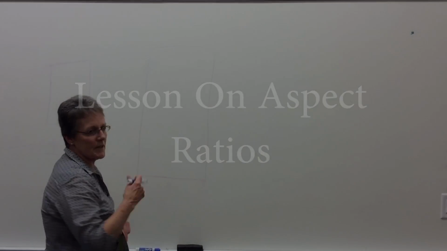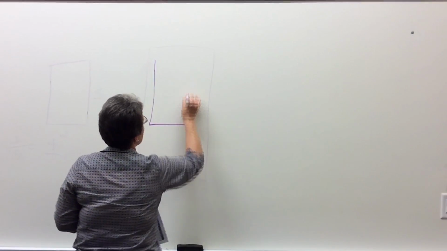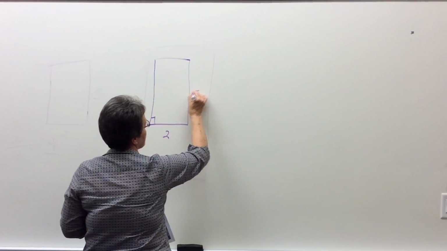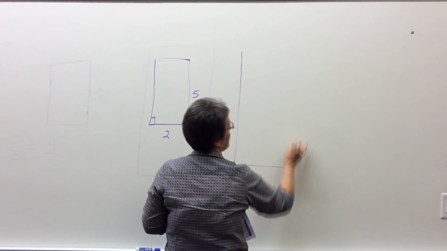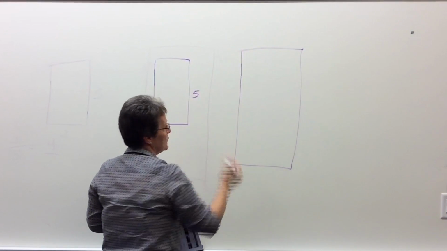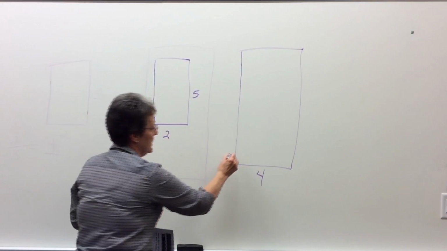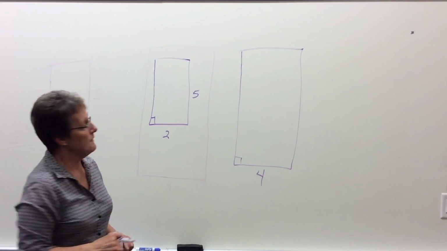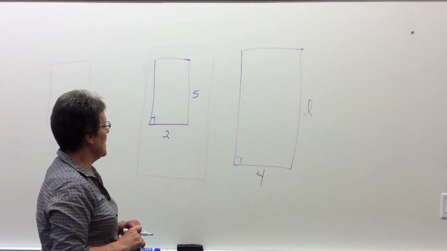We're going to review similar rectangles in geometry. So if I give you a rectangle and I tell you that its width is 2 and its length or height is 5, and then I give you another rectangle and I tell you that these two rectangles are similar, and then I give you the width of the second one, you should be able to set up a proportion and find the missing length or height. A lot of times we call that the height.